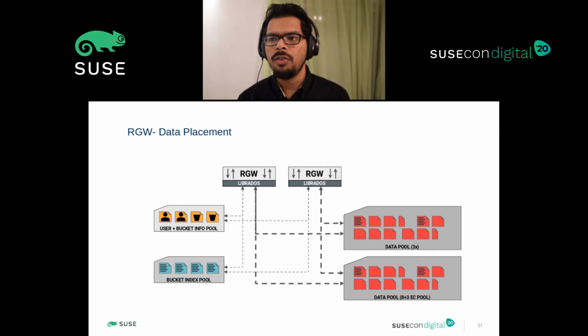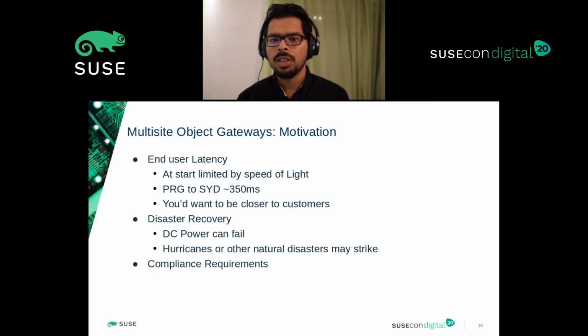Now we cover why we need to do multi-site. When we talk about the motivation for doing geographically redundant storage, the first thing that comes to mind is always end user latency. If you have customers situated in Australia, for example, and you're located in Prague, then the speed of light alone makes it like a 300 millisecond delay before you can actually reach your customer. That would translate to seconds of delay that humans can perceive, so you would always want to locate close to your customers.